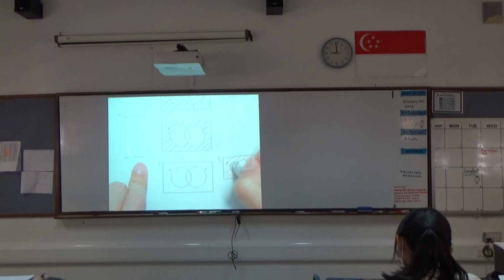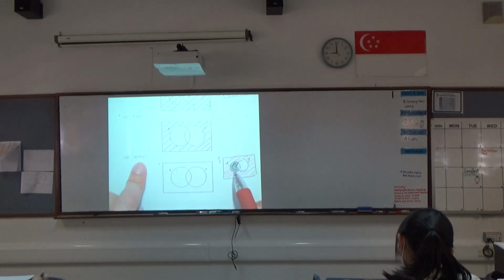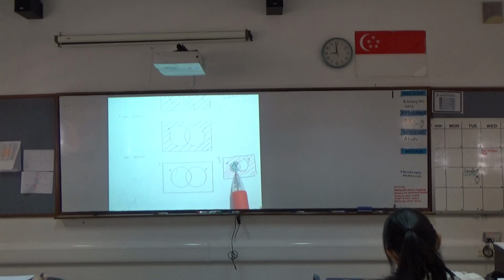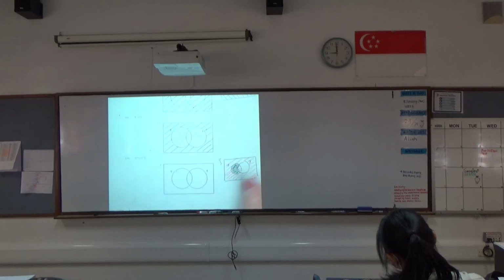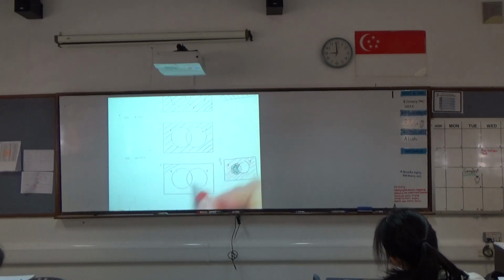This is just a sketch, so I'm drawing it roughly. This part over here. But then we want complement again. So that means it's anything outside of this green mass over here. So therefore my final answer should actually be like this.